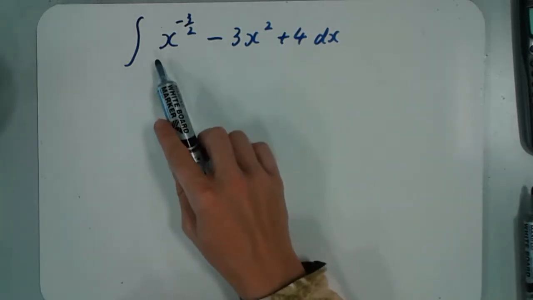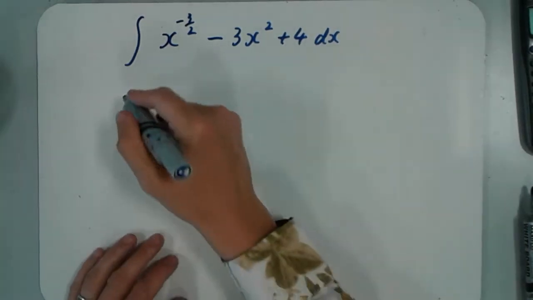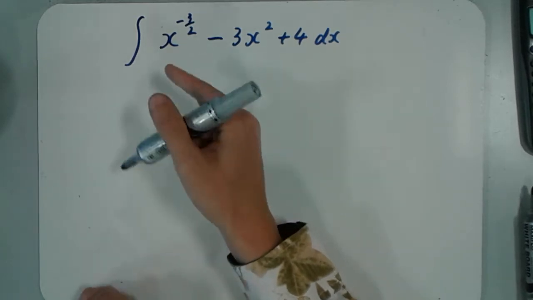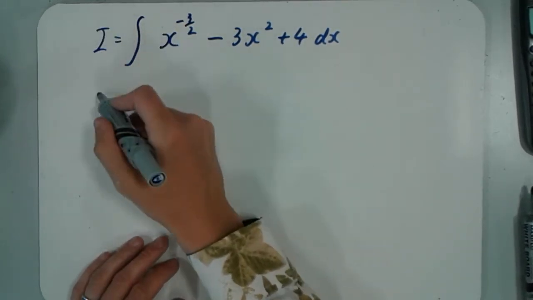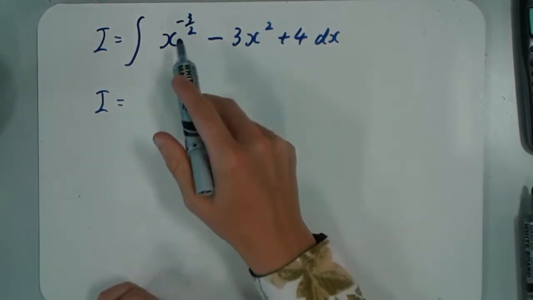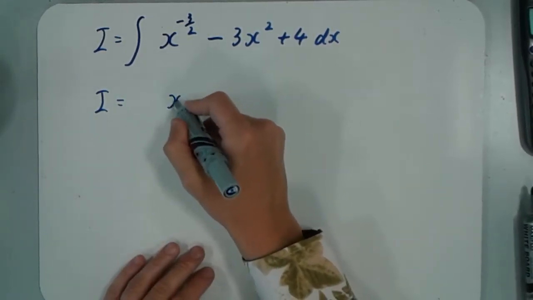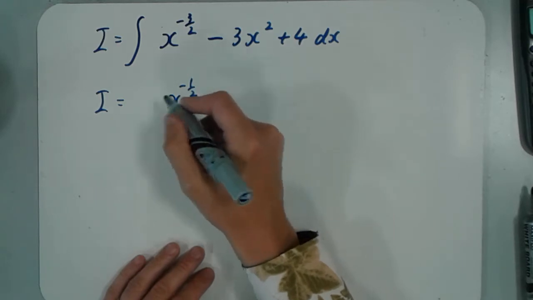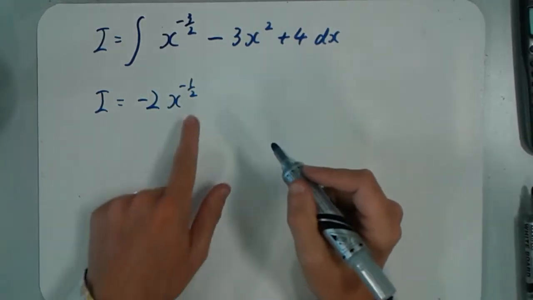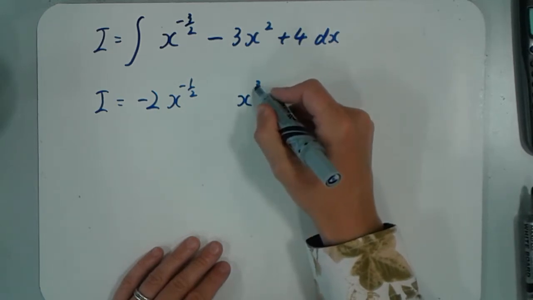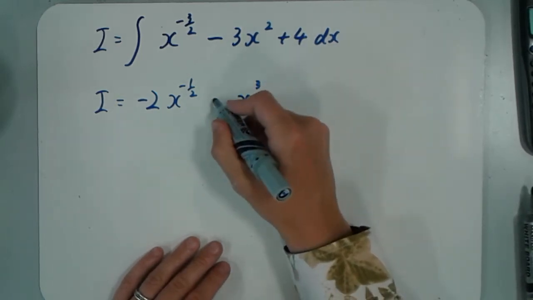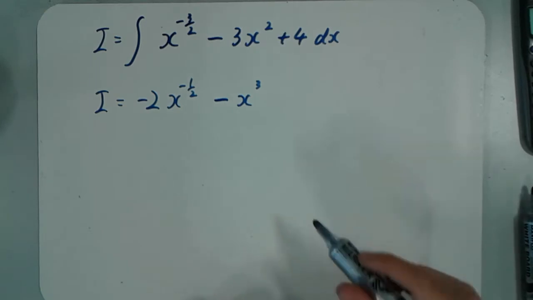Okay, so we want to integrate this function. We remember integration is just the antiderivative. So if we just call this the integral, then the integral would be add 1 to the power, divide by the new power. Remember, multiply by the reciprocal. Add 1 to the power, divide by the new power. 3 over 3 is just 1.